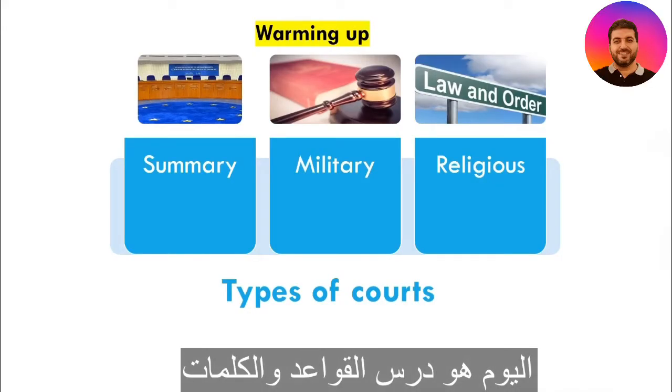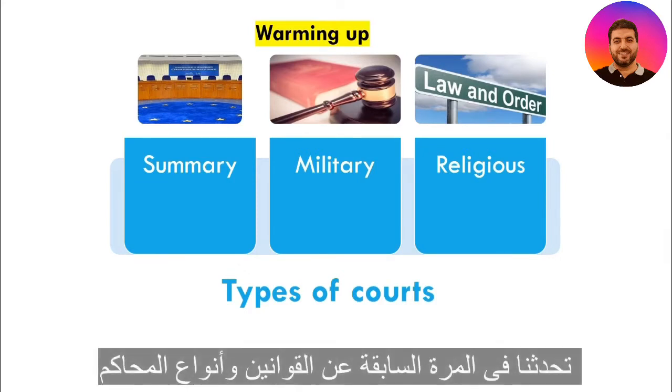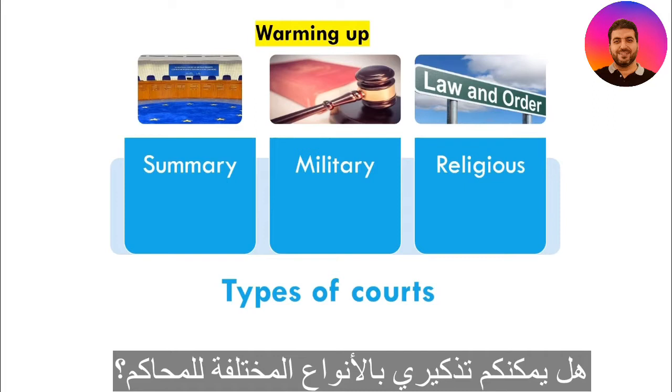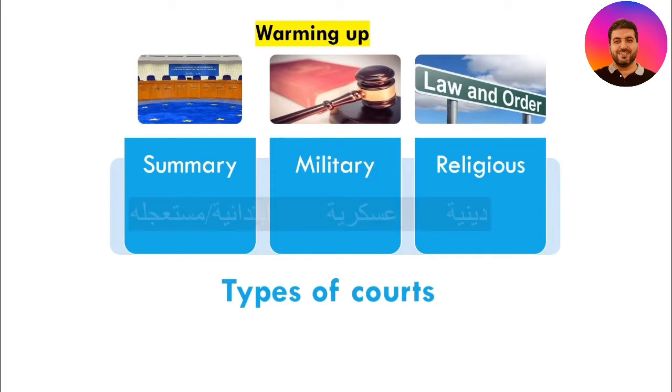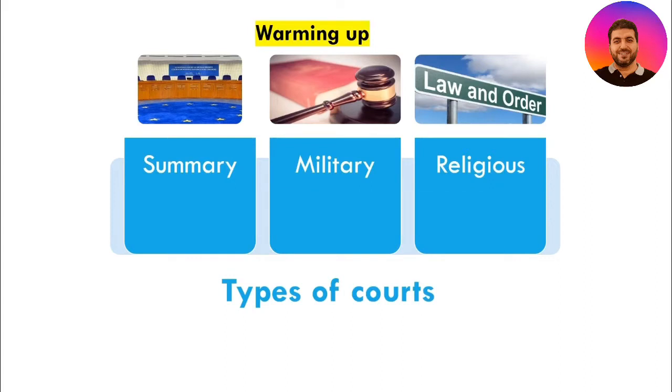Before we get started, if you can remember, we talked about laws and courts last time. So can you just remind me of the different types of law court? Let's remember together. We have three types of courts: summary courts, military courts, and religious courts. Those are the types that we talked about.